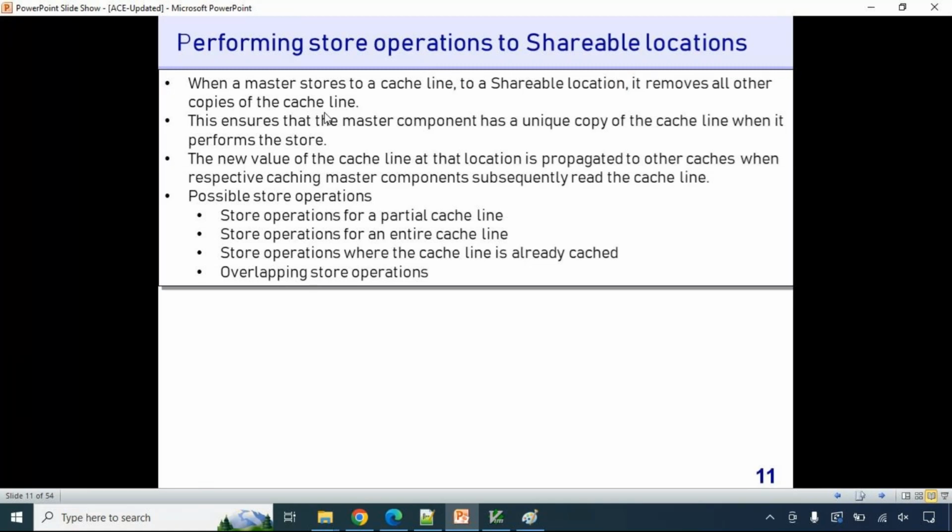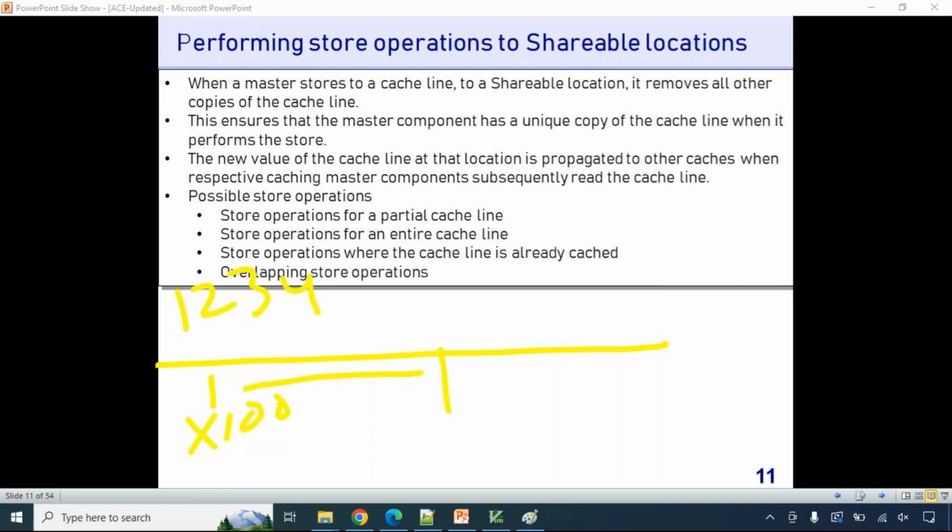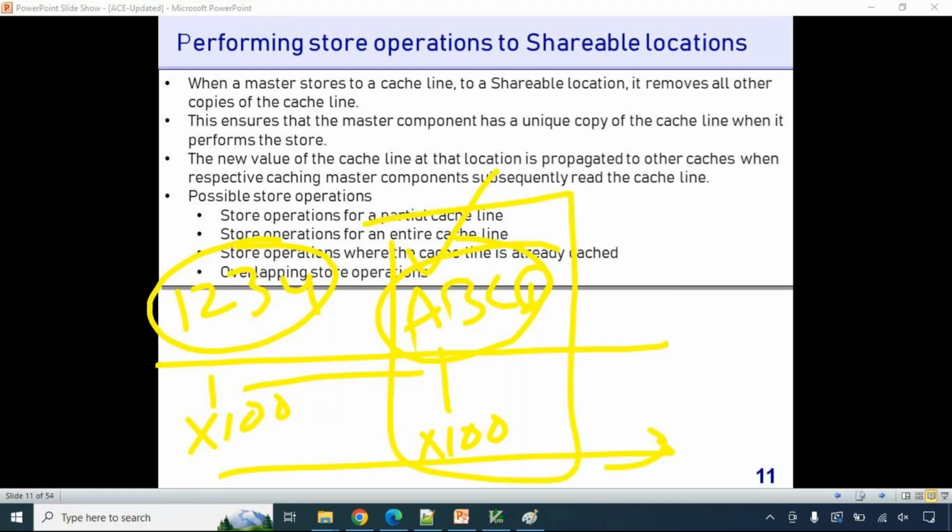Because, if you talk from a timeline perspective, let's say this is the timeline. Let's say location 100 has 1, 2, 3, 4 here. After some time, one of the masters is updating location 100 with ABCD. Tell me, which one should be held? Should we hold this one or this one? We should only hold this one because, going by the time scale, this is the latest copy. So this is the old copy. This needs to be removed. So that is what it's telling.